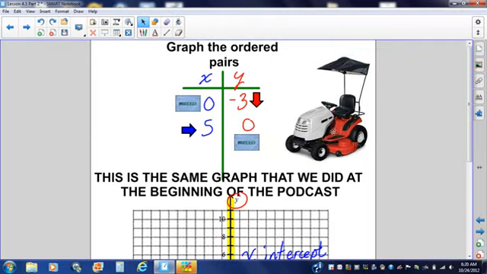Keep in mind, you do not have to do the problem this way. It's just a different way. You pick the way that's easiest for you.